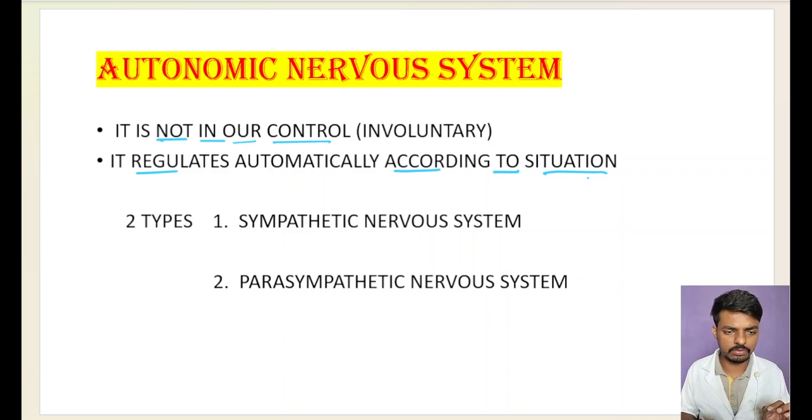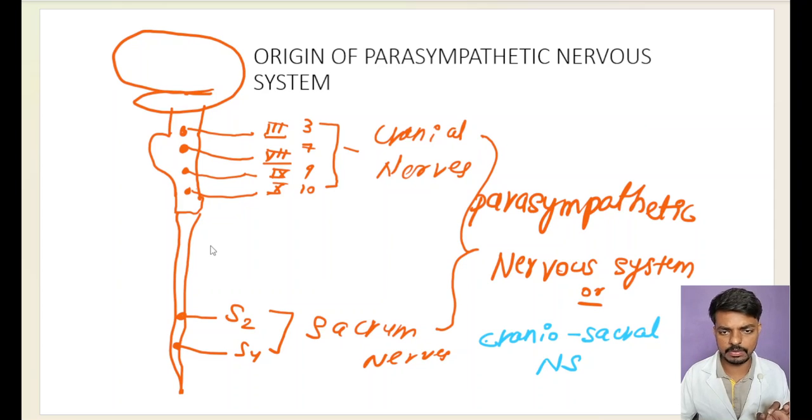There are two types of autonomic nervous system that you will see, very importantly: the sympathetic nervous system and the parasympathetic nervous system. Before studying them in detail, we will see where the parasympathetic nervous system originates and where the sympathetic nervous system originates. This is our beautiful structure of the brain. Here is our midbrain, here is our pons, and this is our medulla oblongata.